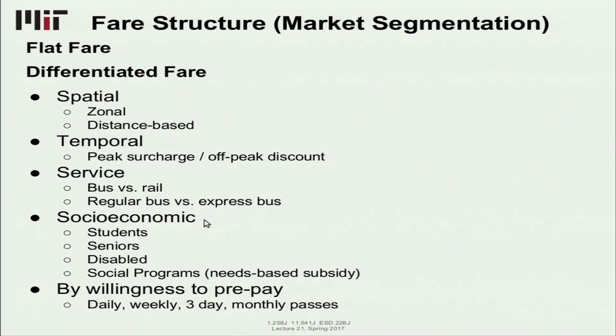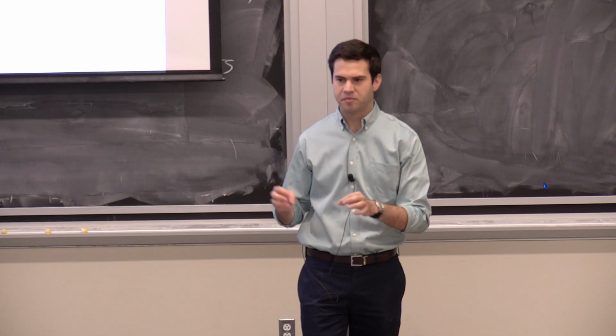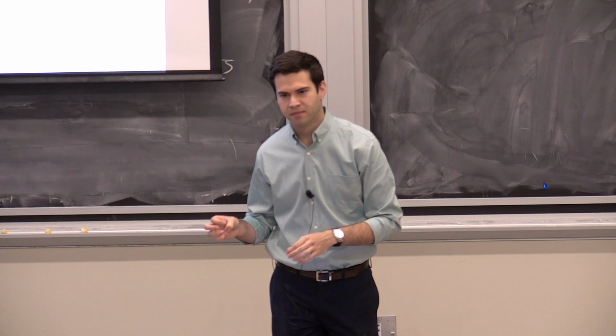By socioeconomic status. So students might get a discount, seniors, disabled might get a discount. We have some rules here where seniors have to be offered half the base fare. So that's one example of that. Some of it can be mandated by the government. And then there's social programs. So there's different ways of doing that. It could be as part of your participation in some social program.